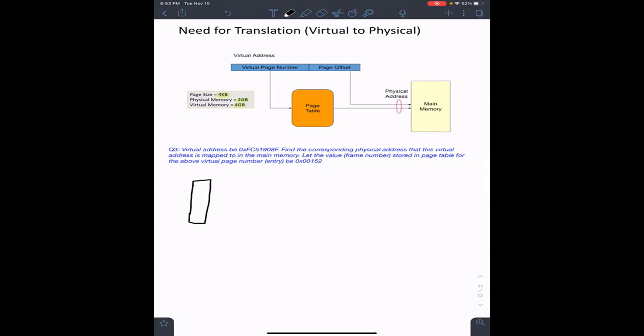which we call practically infinite. So this is 4 gigabytes, which corresponds to log of 4 gigabytes base 2, which is log of 2^32 base 2, which is 32 bits of virtual address. Right? So you will have addresses starting from 0 all the way to 2^32-1.